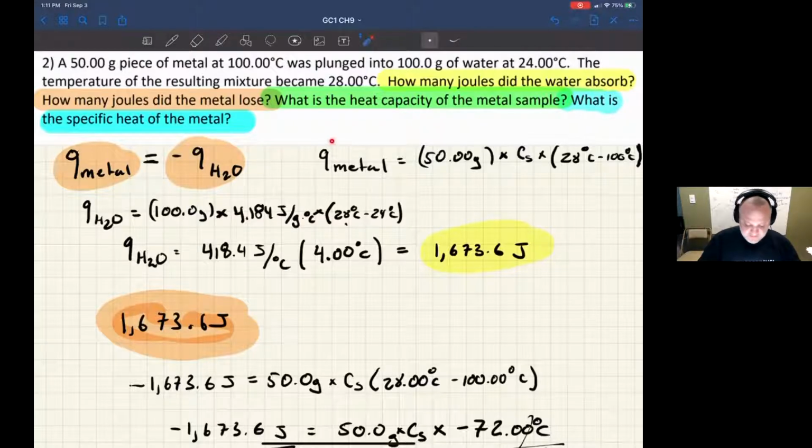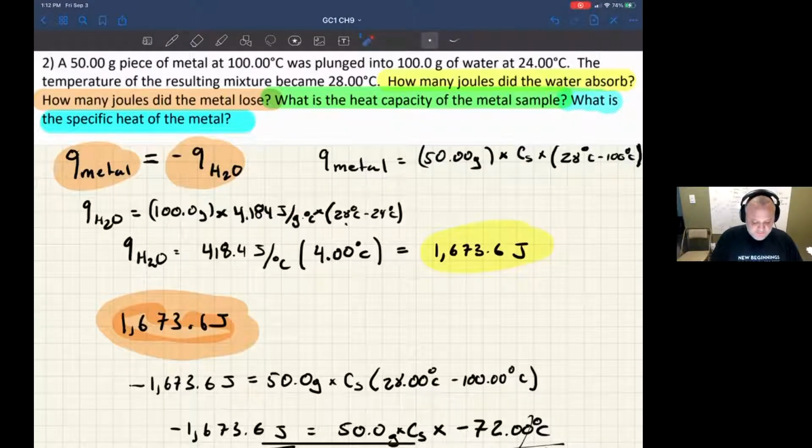Okay, so the heat from the metal is 50 grams times the specific heat of the metal times delta T, and delta T is 28 degrees C minus 100 degrees C. Okay, and this helps us get Q for the metal. Now, Q for the water is the mass of the water times the specific heat of the water times delta T of the water. Now, we look up the specific heat of the water. This is not something given in the problem, but you can certainly look that up. So that's 4.184 joules per gram degree C.